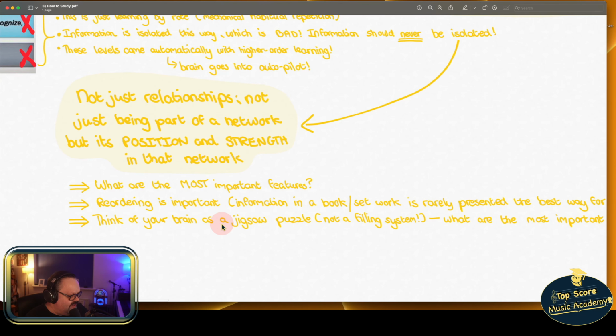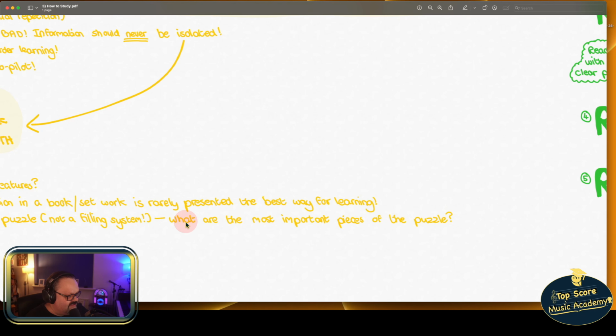So think of your brain as a jigsaw puzzle, not a filing system. And then you've got to ask yourself, what are the most important pieces of that puzzle? Okay, the things that really stand out for you. Once you've got those, the surrounding detailed information should be easier to grasp and easier to retain, and for a longer period of time.